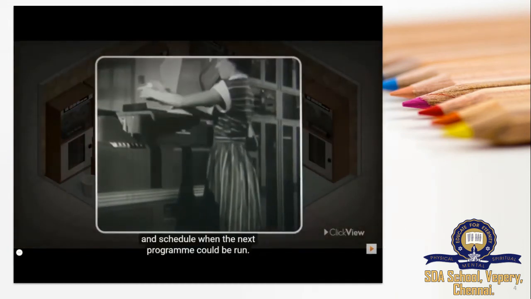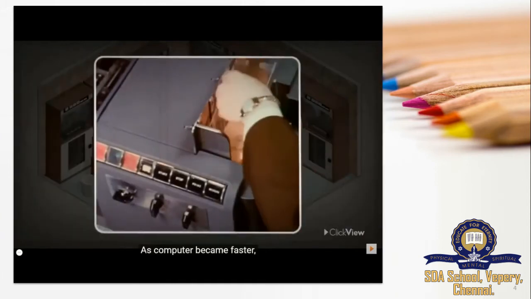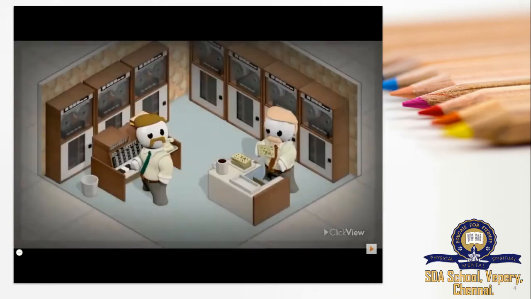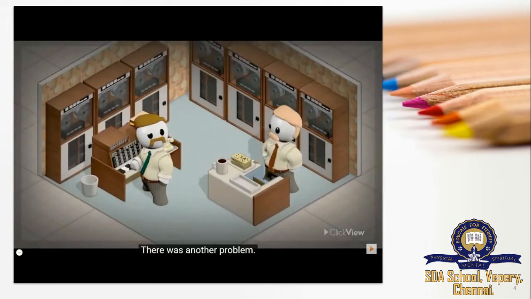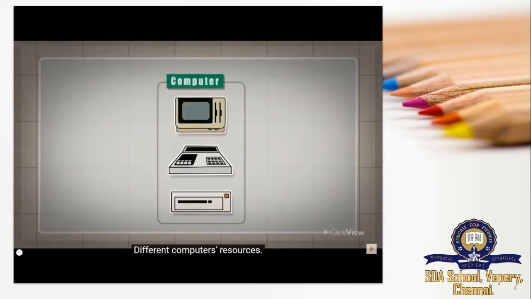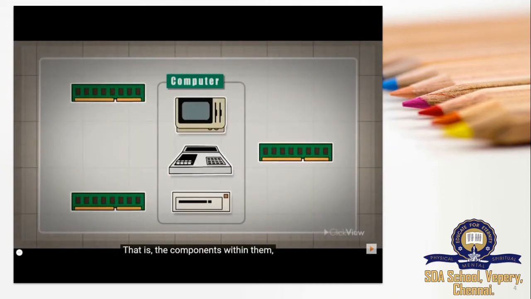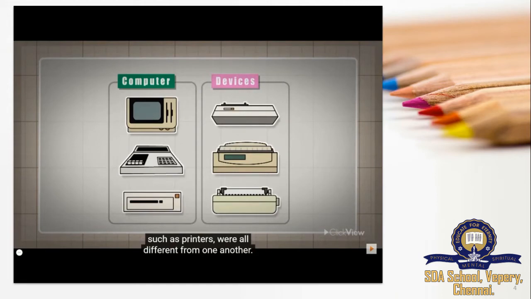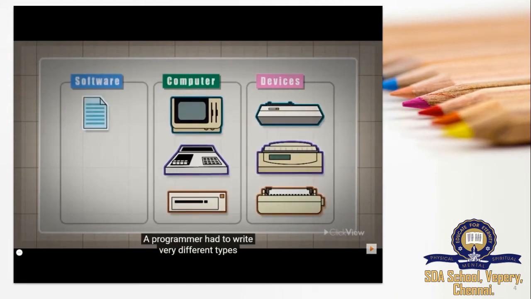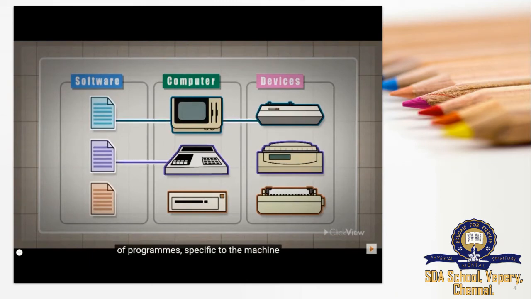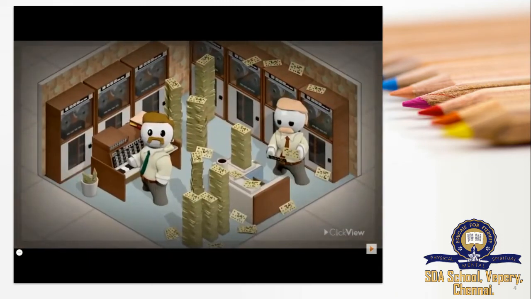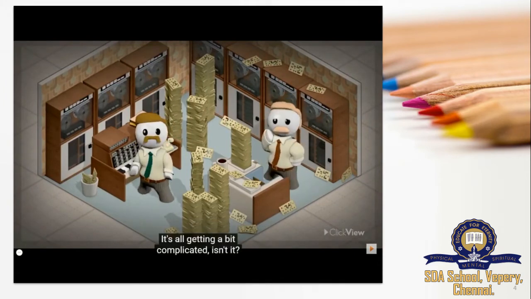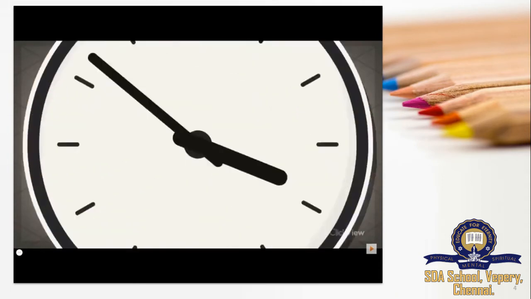Their job was to correct jams in the schedule when the next program could be run. As computers became faster, they were able to process punch card tasks quicker than the cards could be fed in. There was another problem. Different computers had different resources, that is the components within them, such as RAM, and the devices attached to them, such as printers. A programmer had to write very different programs specific to the machine it would be running on. That was a problem. It's all getting a bit complicated, isn't it?